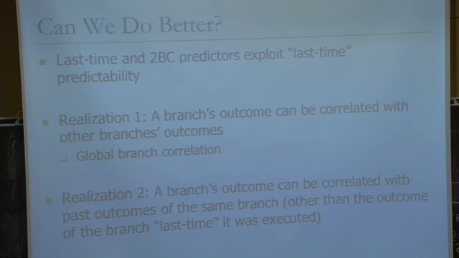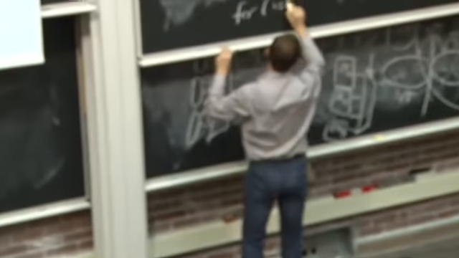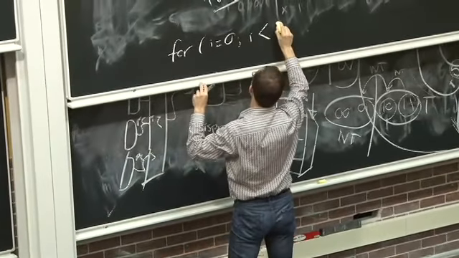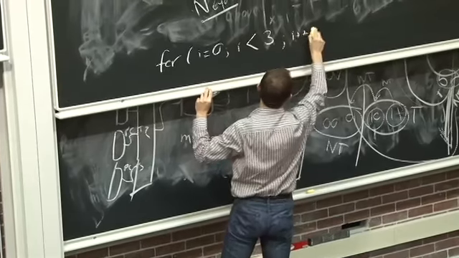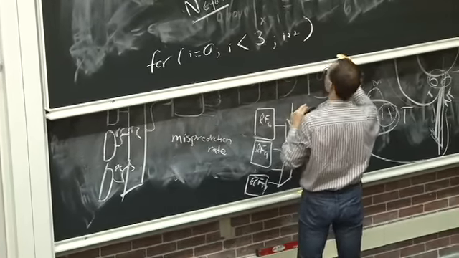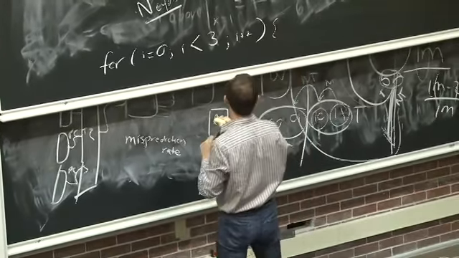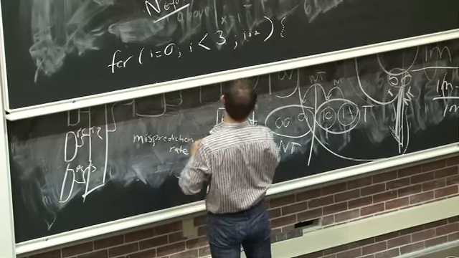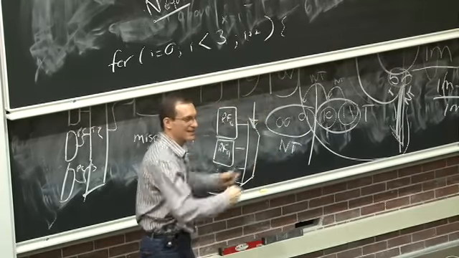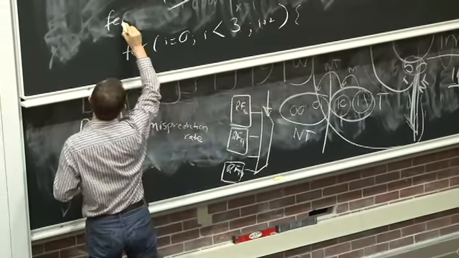Taken, taken, taken, not taken. Taken, taken, taken, not taken. Why could that happen? Well, if you have a for loop where the boundary condition is 3, right? You have code like this, i less than 3, i plus plus. And you have another for loop outside that.